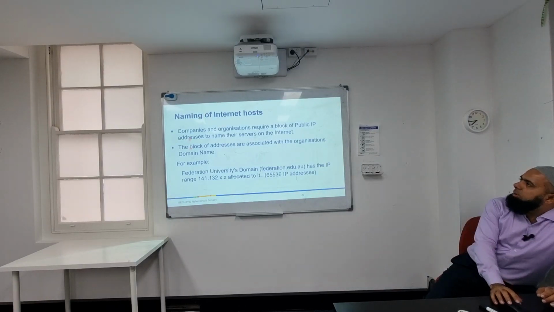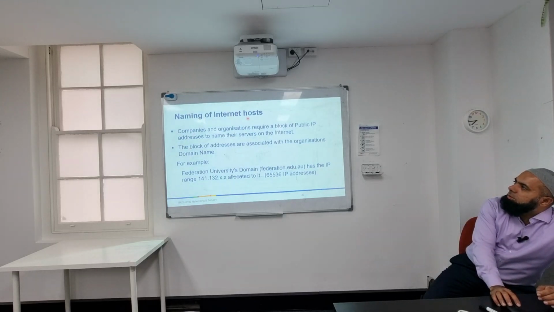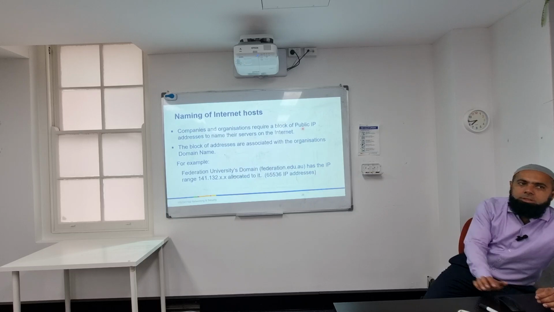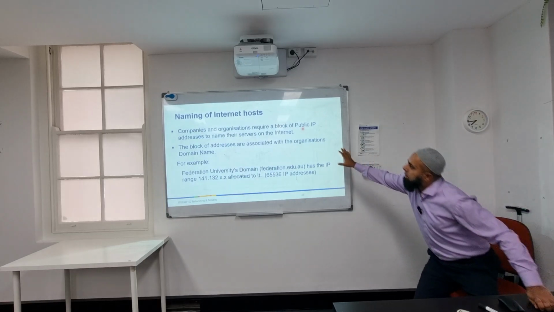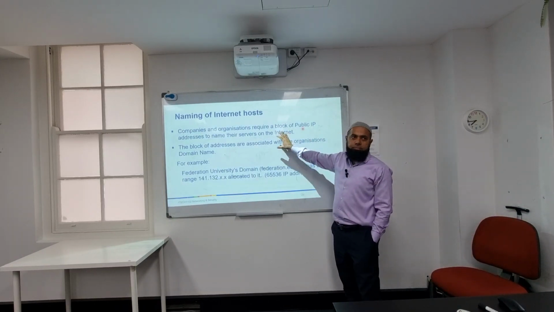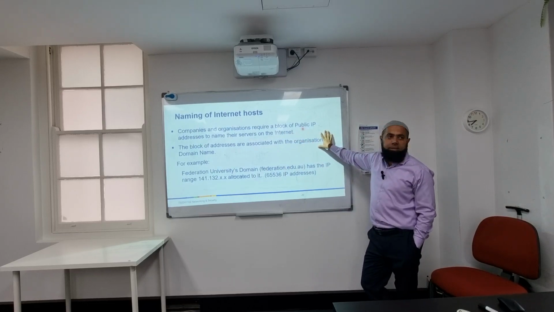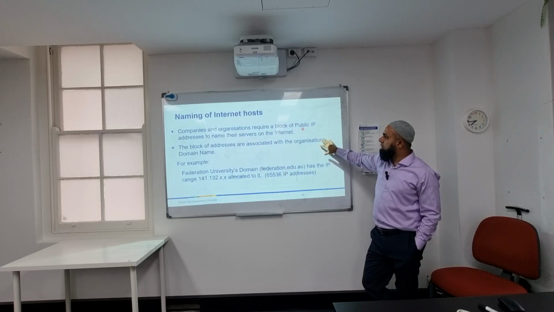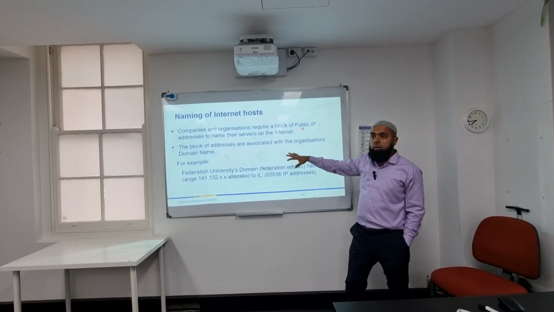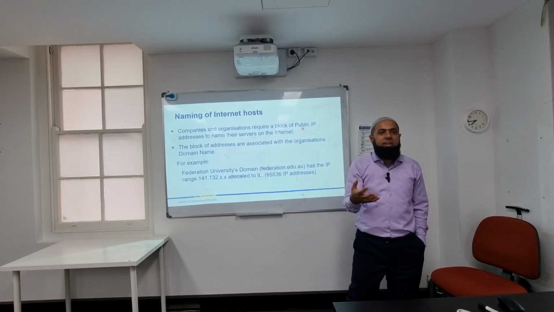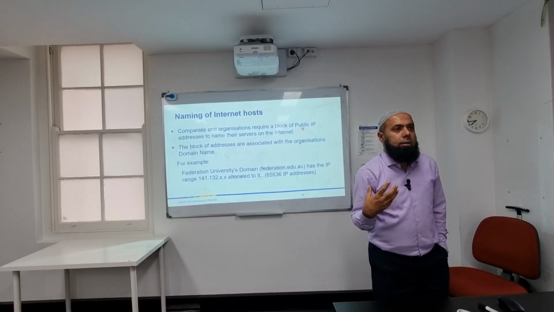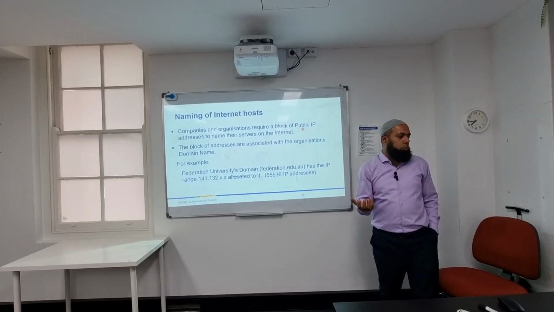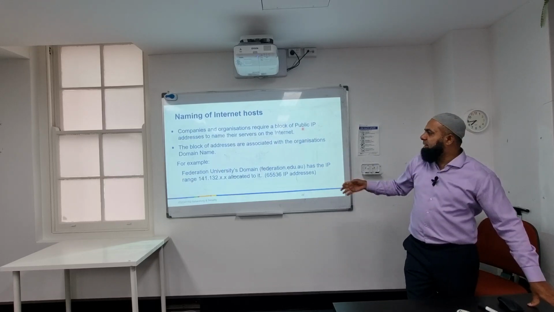Another important thing is the naming of internet hosts. Companies and organizations require a block of public IP addresses. So you can see from here that they are always assigned IP addresses for the network. The block of addresses is associated with the organization's domain name. For example, Google always reserves some IP addresses. eBay, Yahoo, every company with a public presence is always assigned IP addresses.